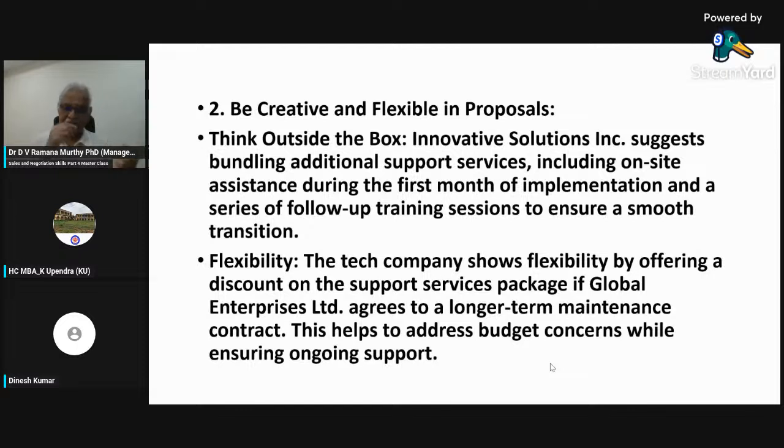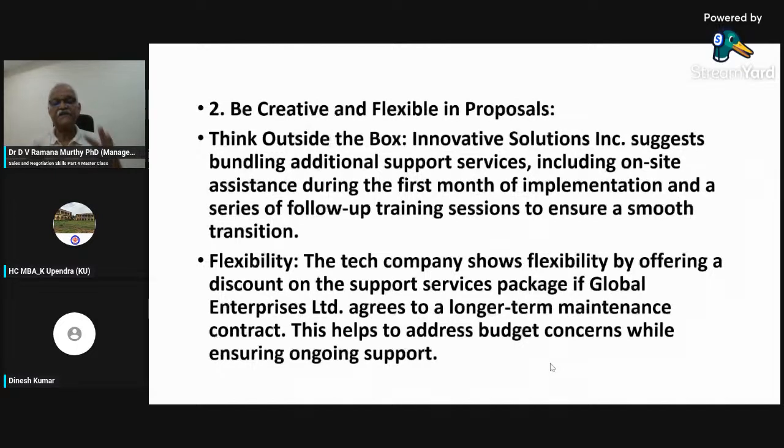So the next aspect is providing them flexibility. Don't be rigid with your own conditions. Say the tech company, the sales organization, shows flexibility by offering a discount or support services, other packages. If the global enterprise, the client, agrees to a long-term maintenance contract, they will also give a long-term maintenance contract. So this is how you're helping to address the budget concerns while ensuring ongoing support. This is how you are supposed to handle it.